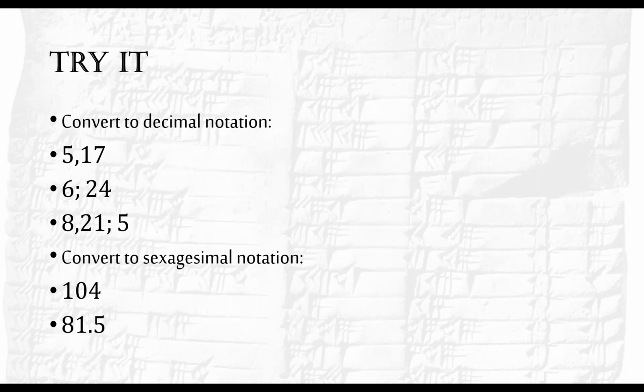So when we see 5 comma 17, that's a place. That's another place, and then the sexagesimal point is the semicolon. And I gave you easy fractions this time.